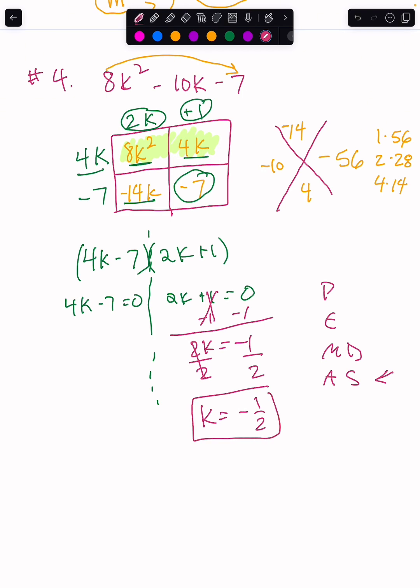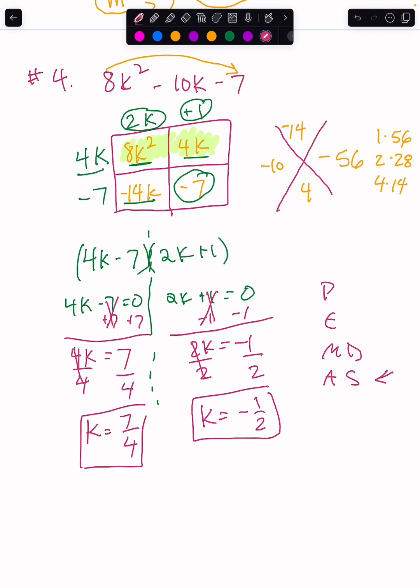And then I'm going to do the same thing on this side. I'm going to start with my addition, subtraction. Add 7, add 7. 4K equals 7. Now I'm going to divide both of these by 4. My other K is equal to 7/4. That is your final answer.